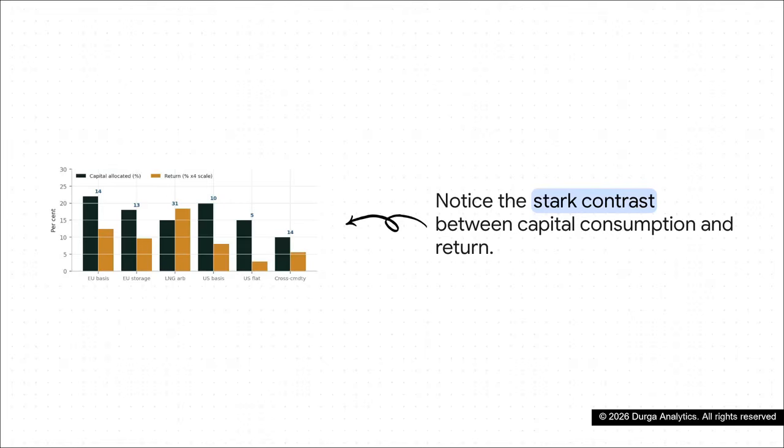With our dashboard up and running, we have to transition to the mathematical reality of capital allocation. Why? Because looking at absolute P&L is a terrible metric for desk survival and deciding how to distribute capital. Just look at the stark contrast between capital consumption and return here. U.S. flat price eats up 15% of the desk's capital, but it only delivers 5 points of return. Meanwhile, the LNG arbitrage book consumes that exact same 15% of capital, but generates absolutely massive returns.